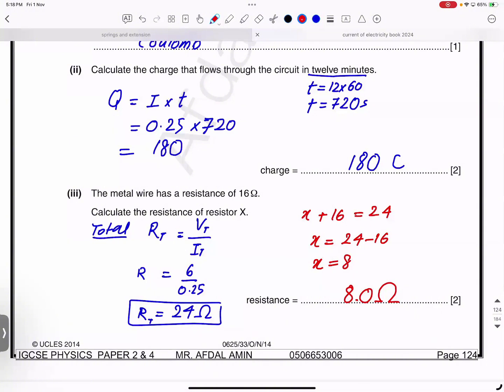So using the total current and total voltage, we found total resistance, which came to be 24 ohms. Since the wire is in series with the X, total is 24. So series resistance X and wire are to be added. X plus 16 equals 24. You rearrange, you get the value of X. 24 minus 16 equals 8.